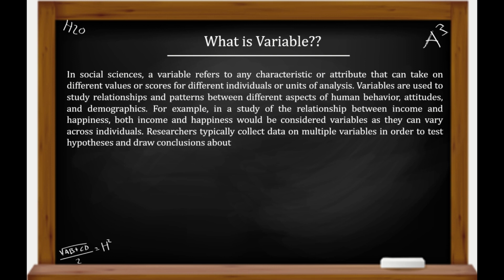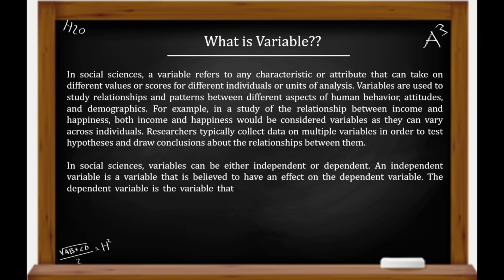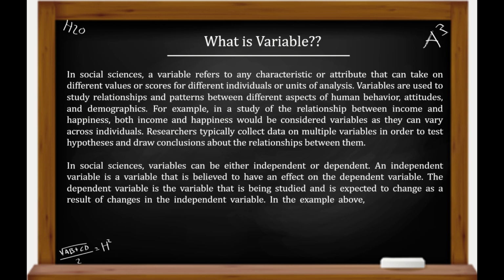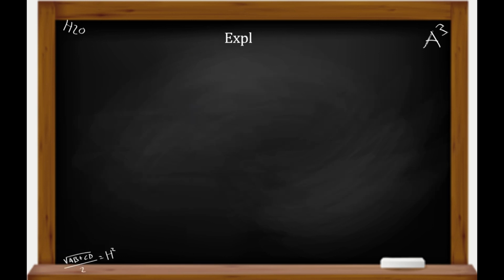Researchers typically collect data on multiple variables in order to test hypotheses and draw conclusions about the relationships between them. In social sciences, variables can be either independent or dependent. An independent variable is a variable that is believed to have an effect on the dependent variable. The dependent variable is a variable that is being studied and is expected to change as a result of changes in the independent variable. In the example above, income would be considered the independent variable and happiness the dependent variable.